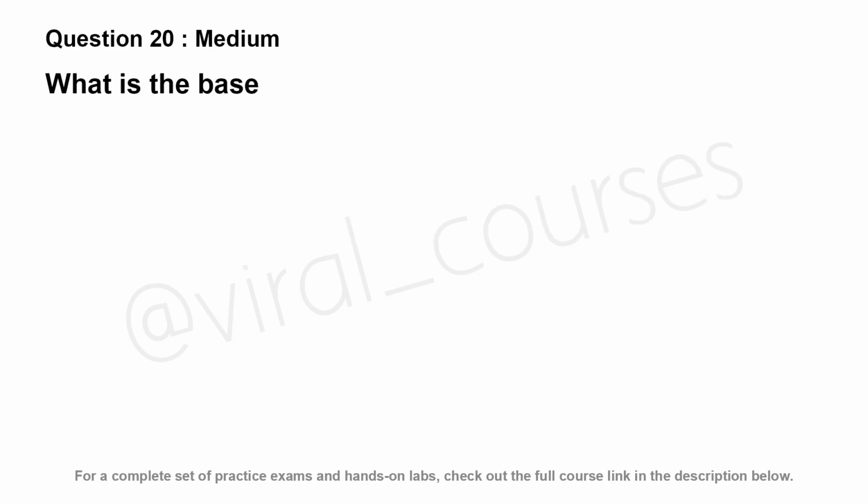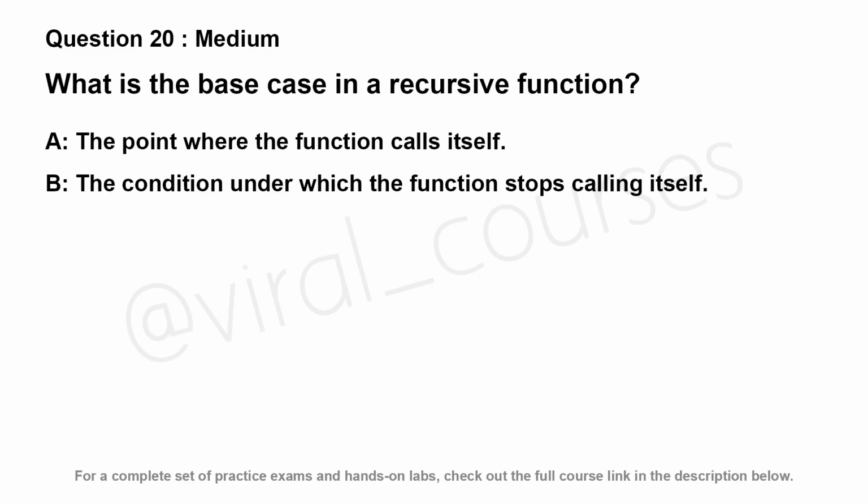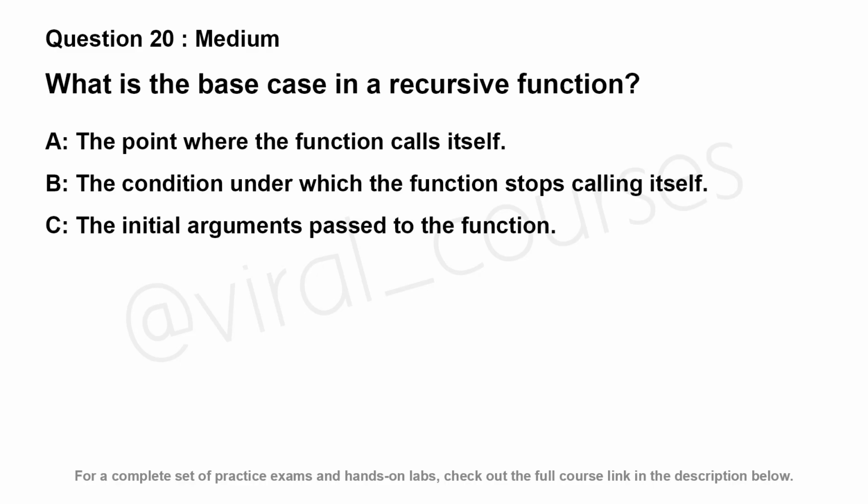What is the base case in a recursive function? Option A. The point where the function calls itself. Option B. The condition under which the function stops calling itself. Option C. The initial arguments passed to the function. Option D. The maximum depth of the call stack.